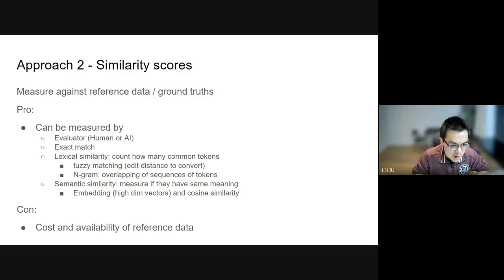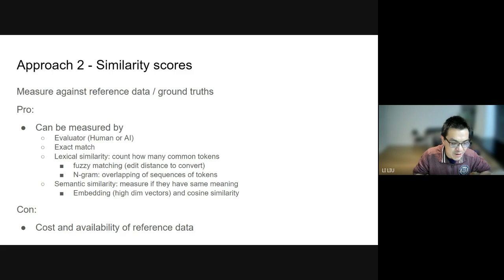The next one is lexical similarity. This is essentially to count how many common tokens there are, using algorithms such as fuzzy matching to see how much edit distance is needed to convert one word to another. Another one is n-gram, to see the overlap of token sequences. These are the traditional methods or metrics in computational linguistics to measure whether 2 sentences are similar or not. But you can easily tell that sometimes the tokens are similar but have totally different meanings.